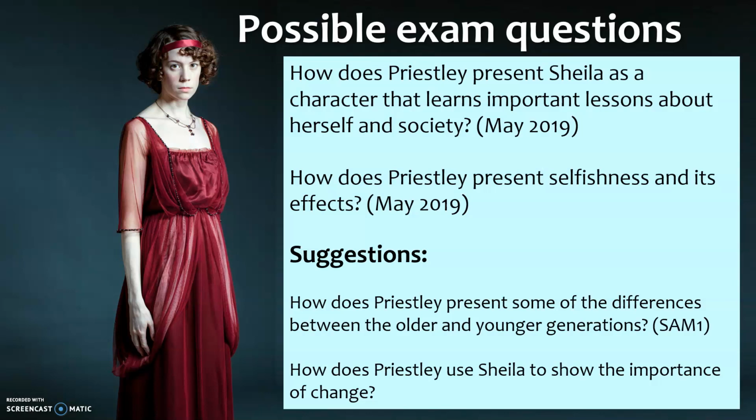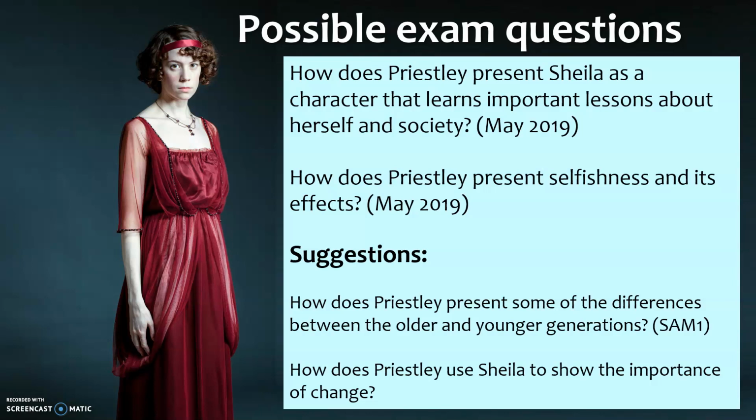Either way, that first question gives you an example that Sheila has been used, but you get given a choice of questions on the exam, and there were two questions that year, and the second question in some ways could also be linked to Sheila. That would be up to you to make that choice, and the exam board are happy for you to choose the character. So how does Priestley present selfishness and its effects?